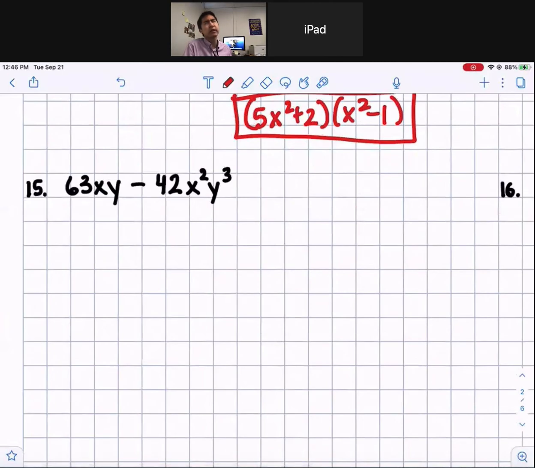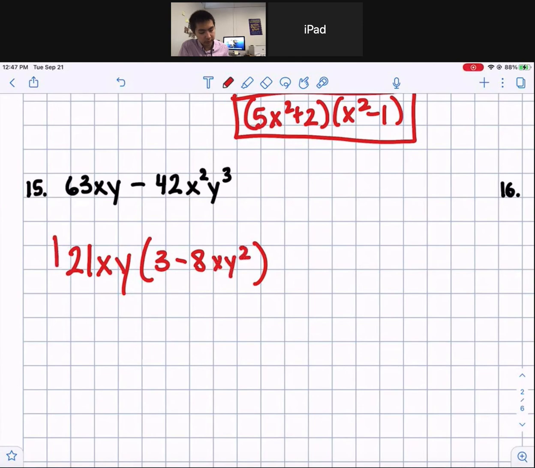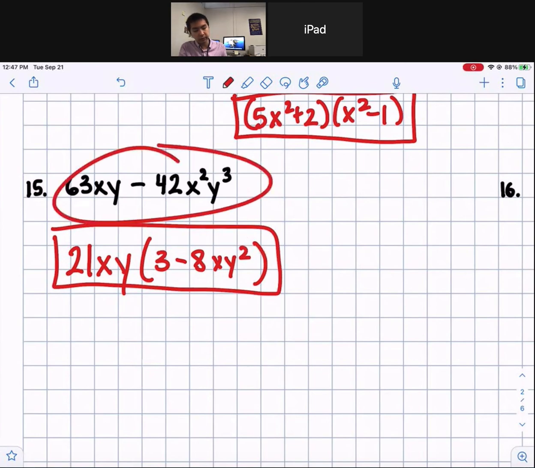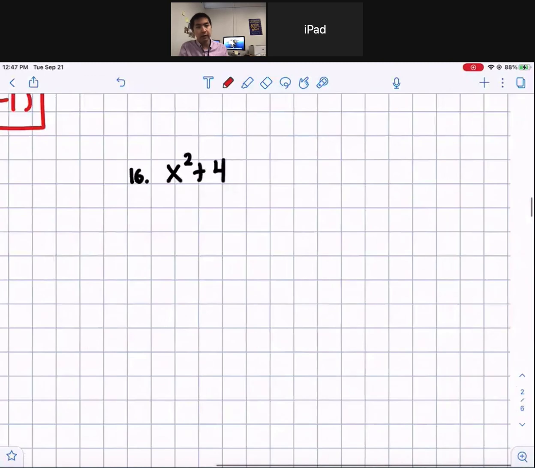15. From 63 and 42, you guys can factor out a 21. They both have an x term, so you can factor out an x, and they both have a y, so you can factor out a y. 63 divided by 21 is 3. And we took away an x and y, so no more x and y. Negative 42 divided by 21 is negative 2. And again, you took away an x and you took away a y from here. So it's just x, y squared. You can always check your answer by distributing the 21xy back into here and seeing if it matches up with this too. And lastly, 16.